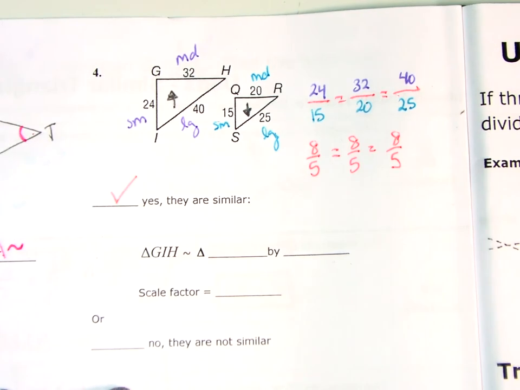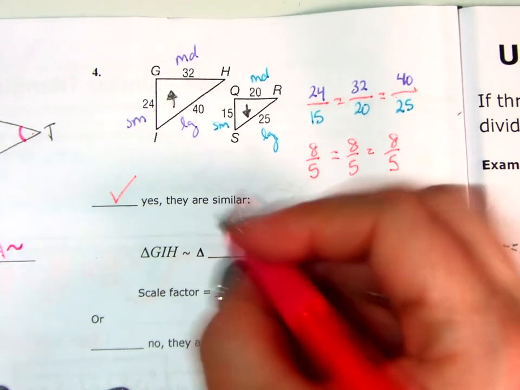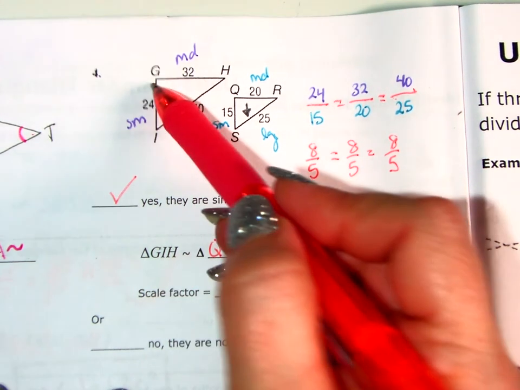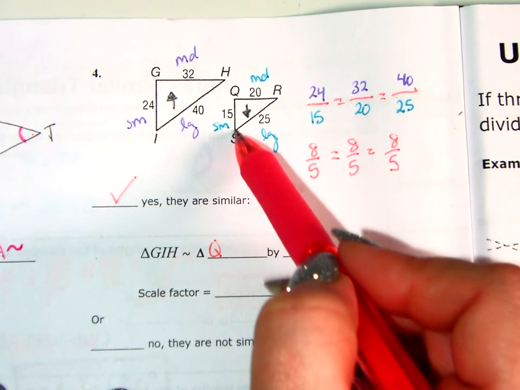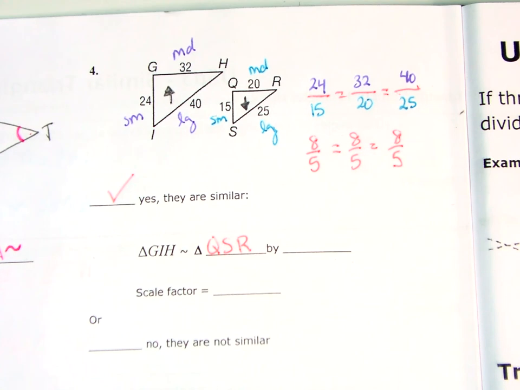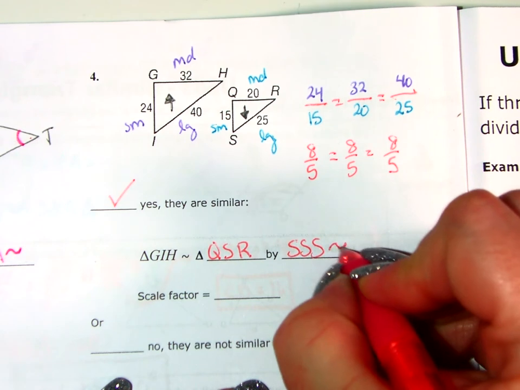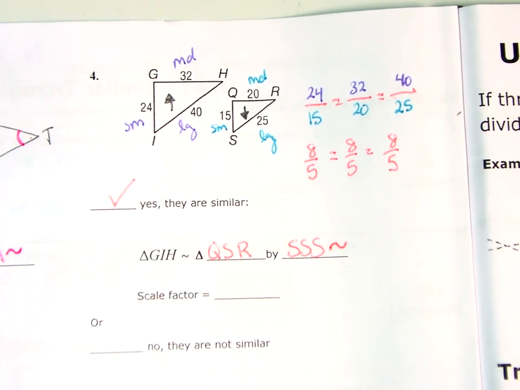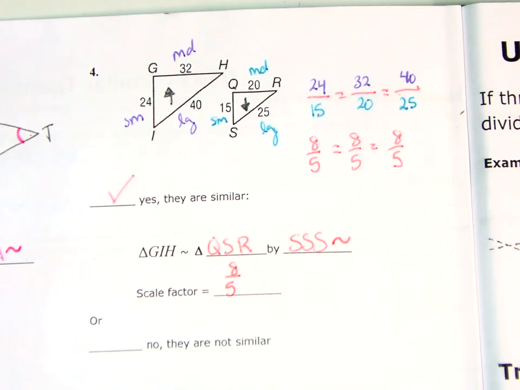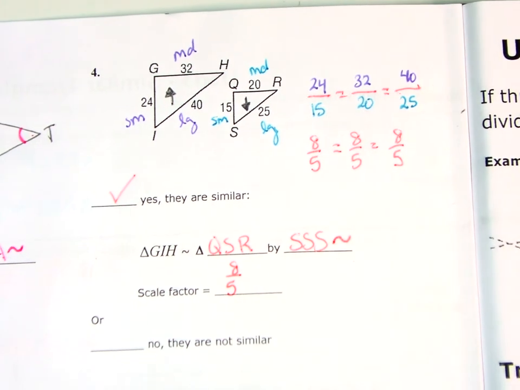Triangle GHI is similar to triangle, so G is between small and medium, so between small and medium is Q. And then from G I went to I, so from G I went across the small, so I'm going to go from Q to S, and then up to R. By which postulate did we use? Side, side, side similarity. And what's my scale factor? 8 to 5. And then I don't check that bottom because they are similar. All right. Questions on 4?